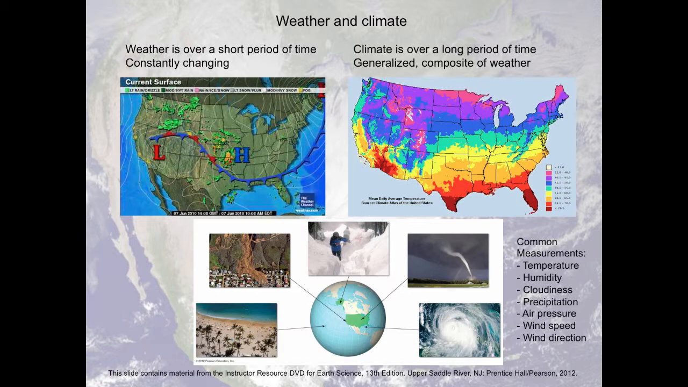Common measurements of weather are temperature, humidity, cloudiness, precipitation, air pressure, wind speed, and wind direction. Those are the things you often see on the nightly news report if you watch the weather. And those are measurements that can be climatological in nature. You can look at those parameters over broad periods of space and time as well.